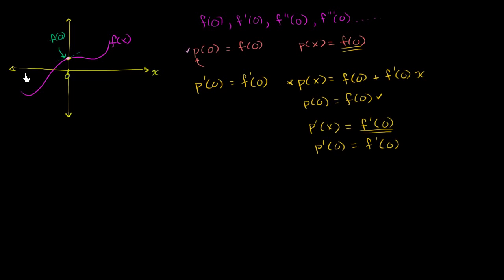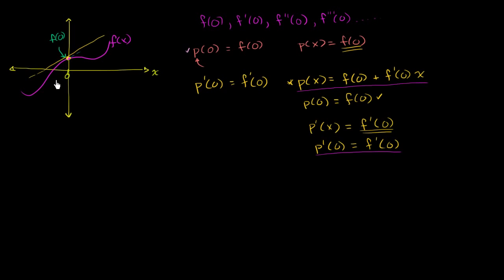But what's cool about this right here, this polynomial that has a 0-degree term and a first-degree term, is now this polynomial is equal to our function at x is equal to 0. And it also has the same first derivative. It also has the same slope at x is equal to 0. So this new polynomial with two terms is getting a little bit better. It will look something like that.